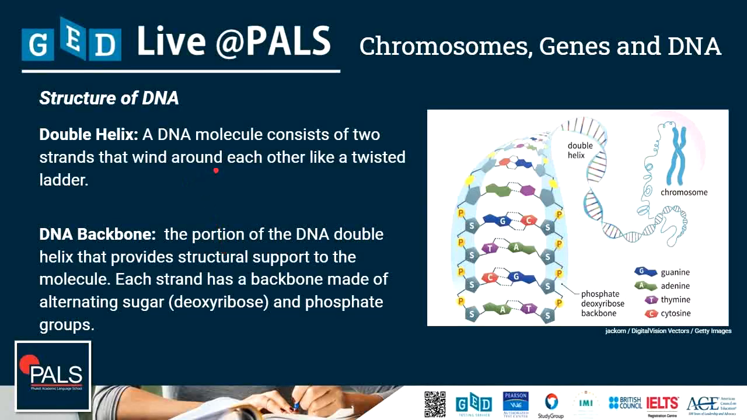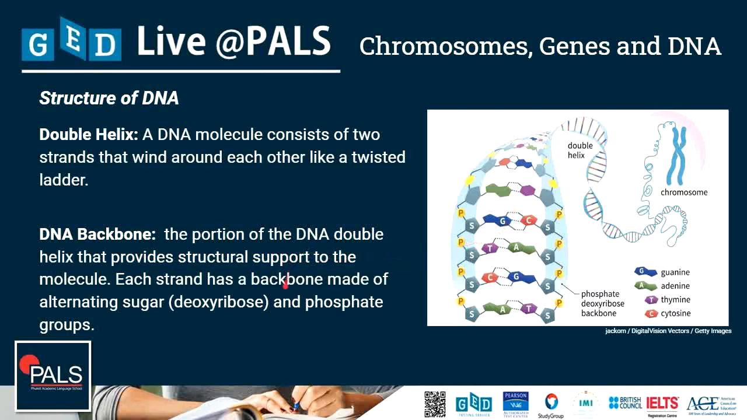Which part of a DNA molecule holds this information? So let's have a quick look at the structure of DNA. DNA is, first of all, a double helix, which means a DNA molecule consists of two strands that wind around each other like a twisted ladder. Our famous DNA double helix.